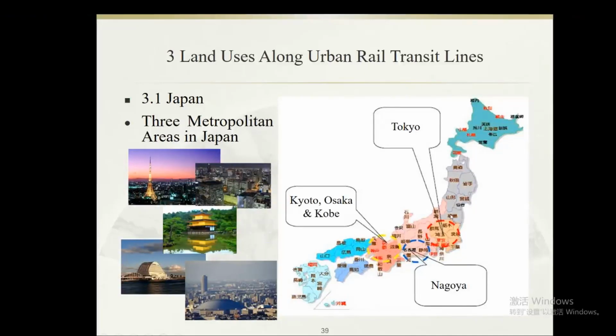This is Japan. There are three metropolitan areas: the Tokyo metropolitan area, the Nagoya metropolitan area, and the Kyoto, Kobe, Osaka metropolitan area. These three metropolitan areas have over 70% of the population in Japan, and they have the biggest rail transport networks in the world within such a narrow land.